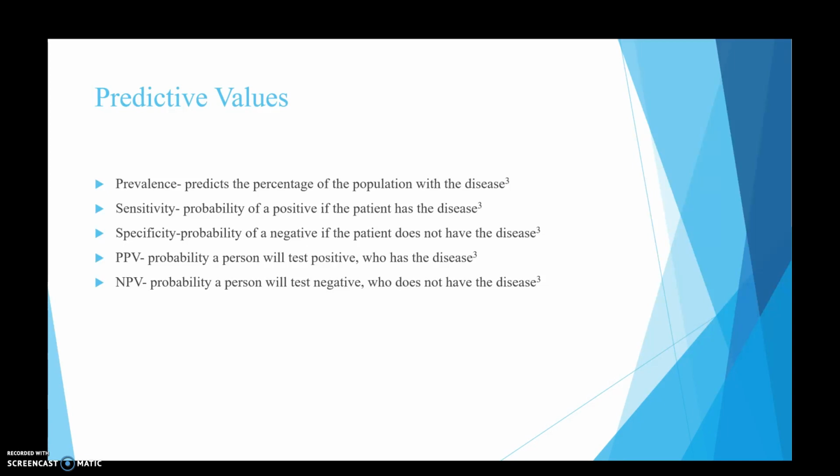The positive predictive value was our probability of a person testing positive who has the disease. And our negative predictive value was the probability of a person testing negative if they do not have the disease.